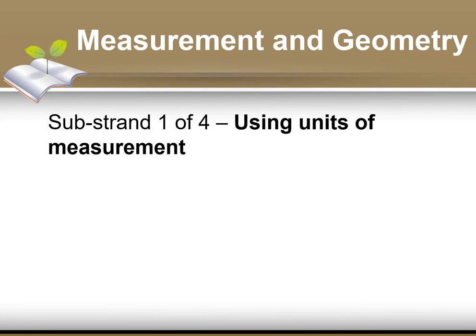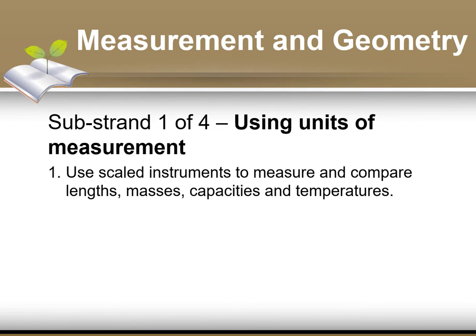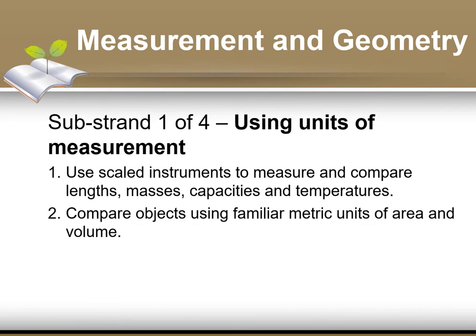Measurement and geometry is the second strand, and the first substrand will be using units of measurement. So using scaled instruments to measure and compare lengths, masses, capacities, and temperatures. So you could be using thermometers or rulers or little scales. Comparing objects using familiar metric units of area and volume.